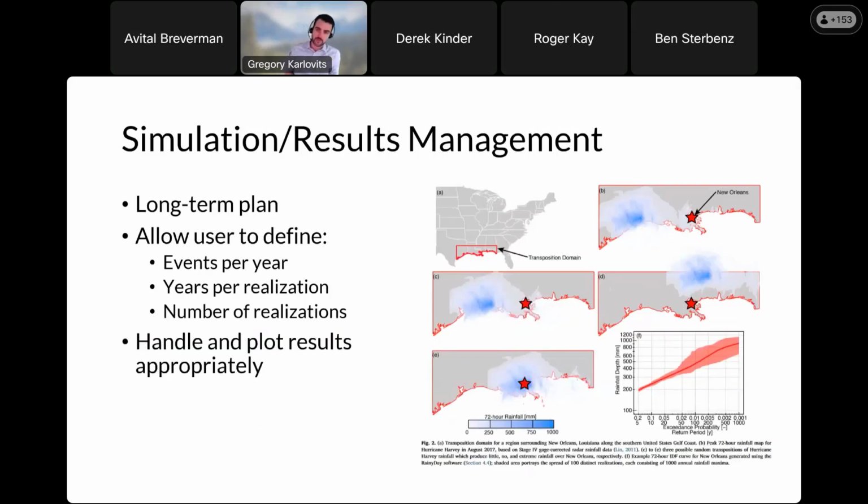We have a long-term plan for handling simulation results and management. So we want to make it easier to define, for example, the number of events per year, number of years you have in a realization, number of realizations, and then be able to collapse those results down into frequency result plots. This is a figure I stole from a journal paper that used SST to look at the impacts of hurricane activity over New Orleans, and they developed a point-specific precip frequency curve for New Orleans using SST.